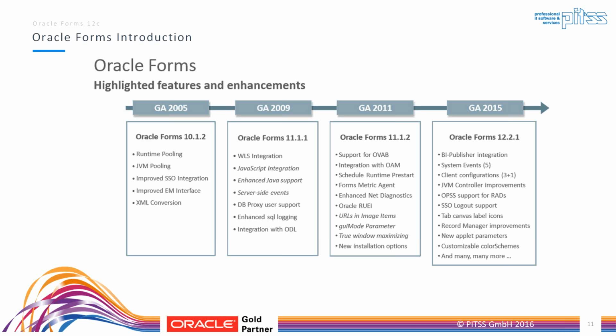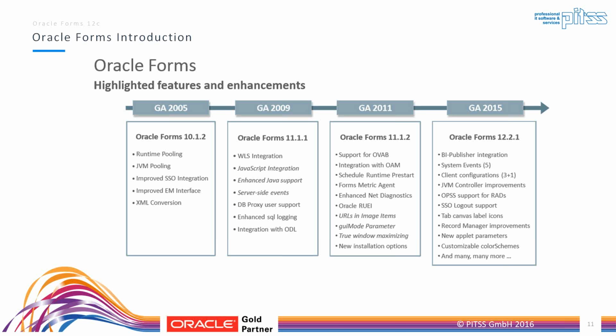We have, for example, the BI Publisher integration. We have some new system events. We have the client configurations. We have improvements in the JVM controller, where we will have a look at it. We have the tab canvas label icons, where we can very easily put some icons on the tab canvases. We have improvements in the record manager and so on. There are a lot of things, as we say in the luggage.